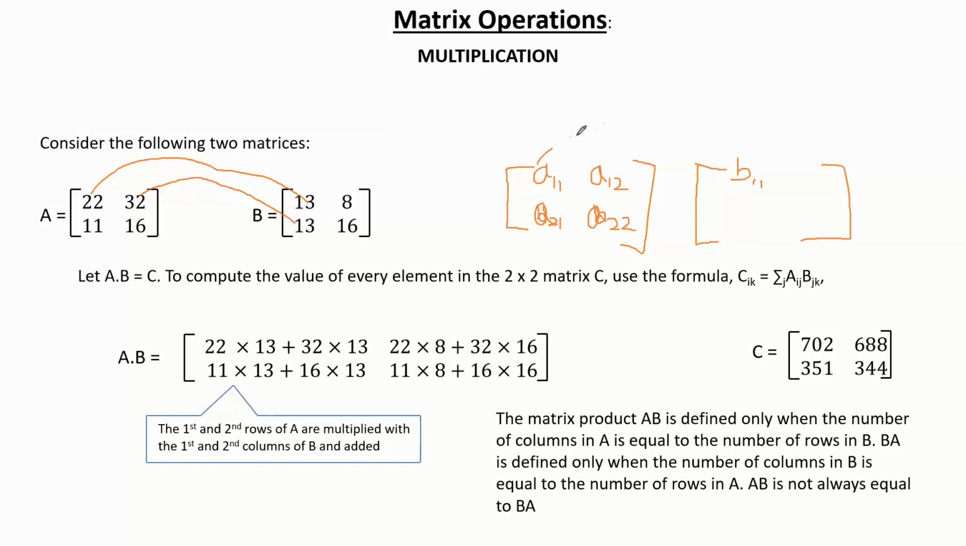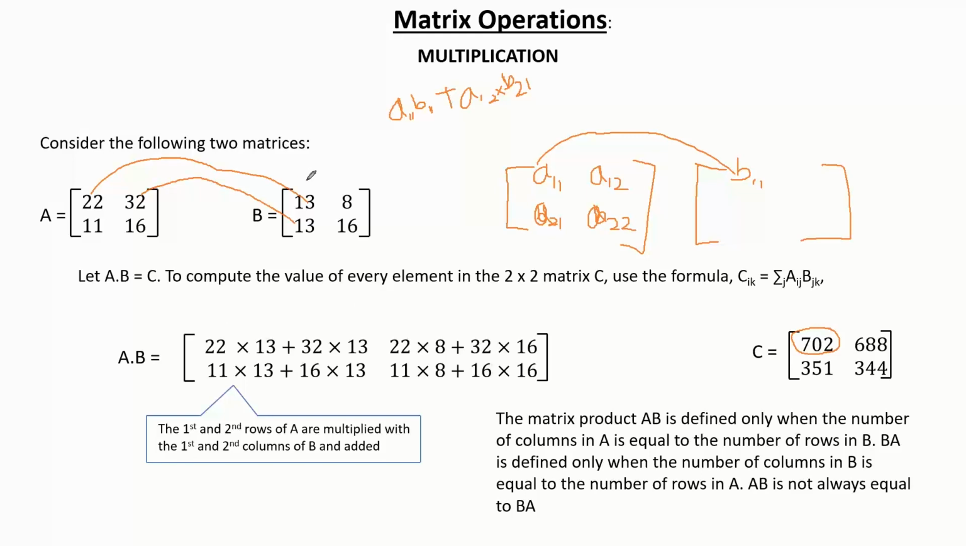So this needs to be multiplied by this. So a11 into b11 plus a12 into b21. Okay, so this is how the multiplication of matrices works, and then you will get the first column of the result. This is the first column. The first row and first column element is what you get as a result.